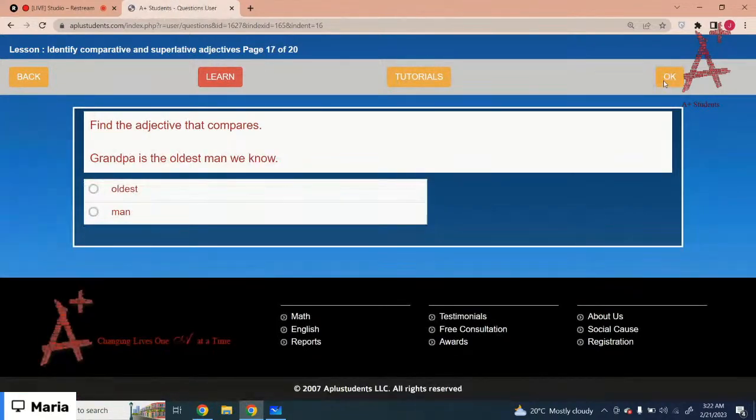Find the adjective that compares. Grandpa is the oldest man we know. So which is the correct option? The correct option is oldest. Got it? The one that is ending with est is the correct option. So it is the oldest. Grandpa is the oldest man we know. So the adjective is oldest.